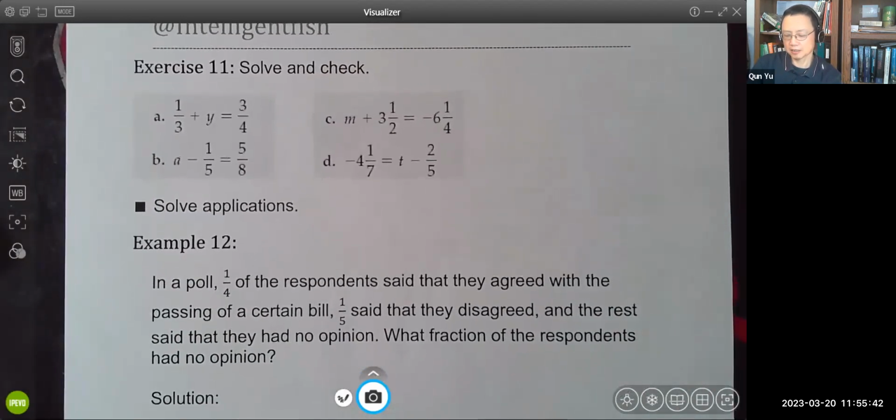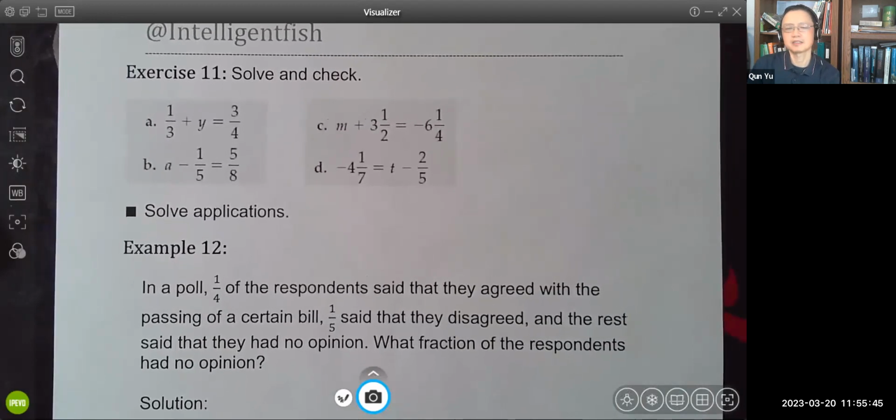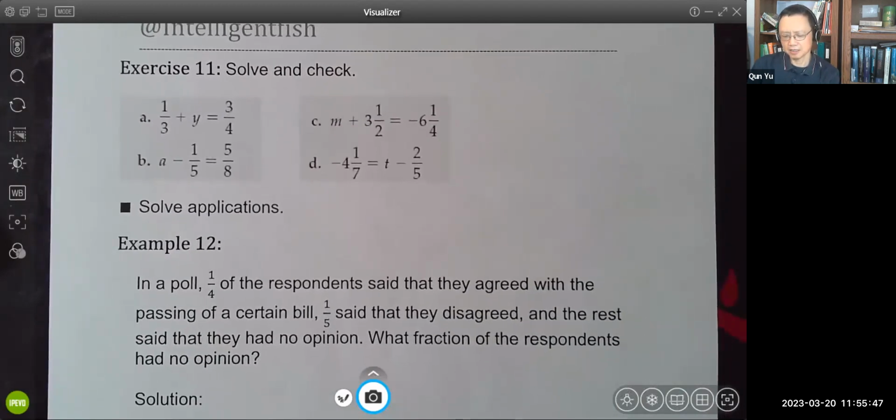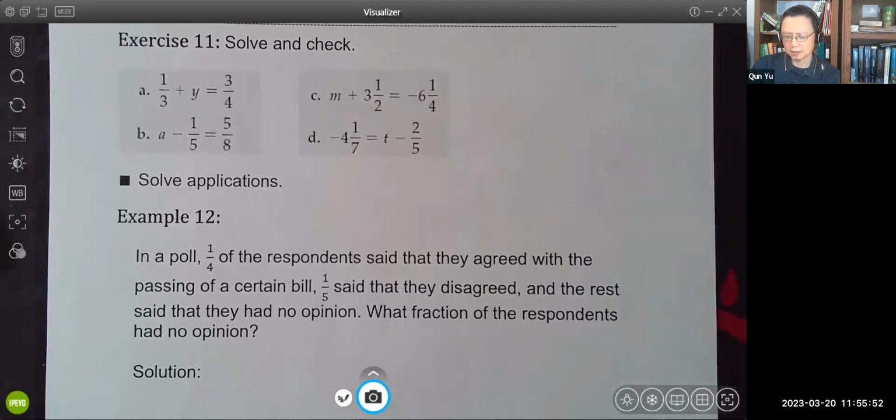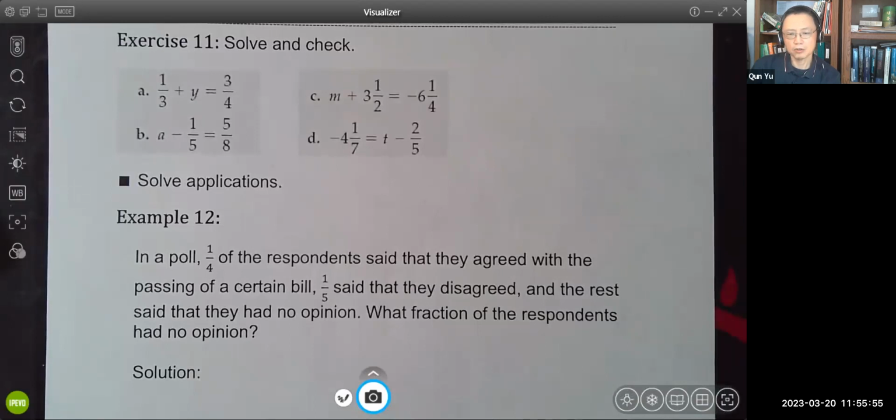Finally, our last learning objective. Let's look at an example of application problems. In a poll, 1/4 of the respondents said that they agreed with the passing of a certain bill. 1/5 said that they disagreed, and the rest said they had no opinion. What fraction of the respondents had no opinion?